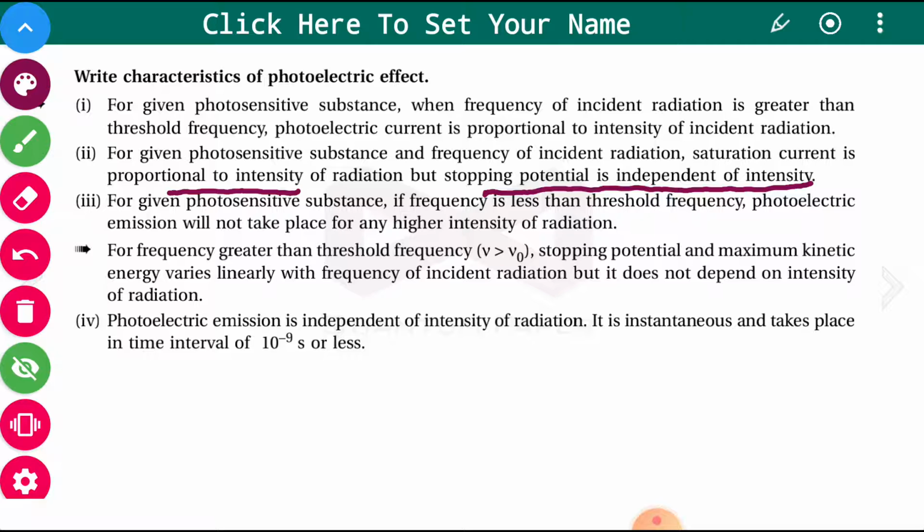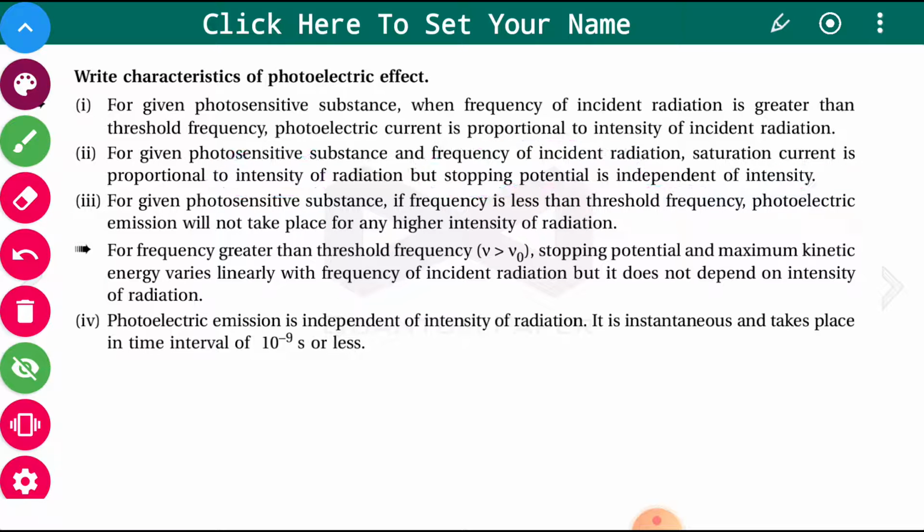More the intensity, then more the number of photoelectrons emitted from the photosensitive surface. Okay, so we can say that saturation current is proportional to intensity, but more intensity does not mean more stopping potential.